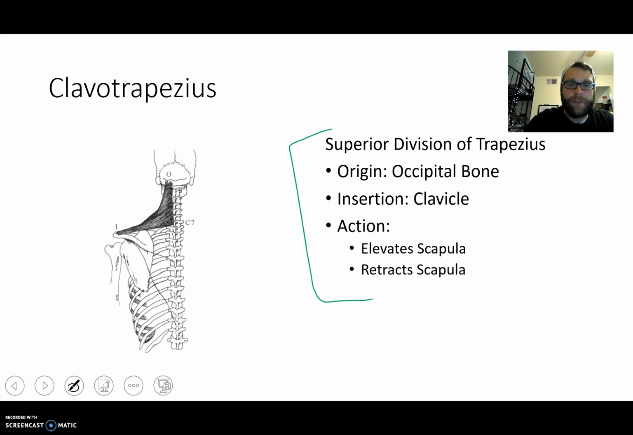Okay. So clavotrapezius, it's going to originate on the occipital bone and it inserts here on the clavicle. It's the most superior part of your trapezius muscle. So with clavotrapezius, think in line with your clavicle. It's going to be more superior than the rest. Its action: elevate scapula and retract scapula. That is what it's doing. So this upper part, when it moves, it's moving your scapula. You can feel it on your back.